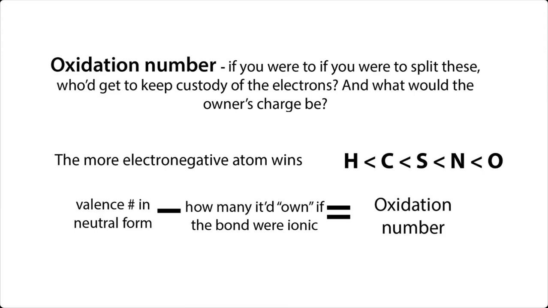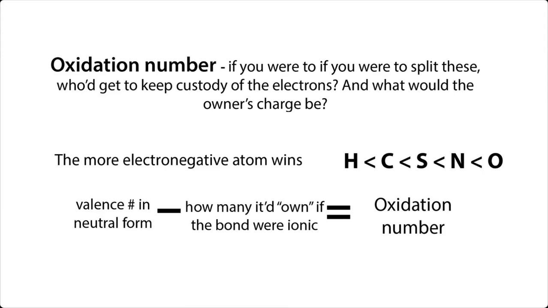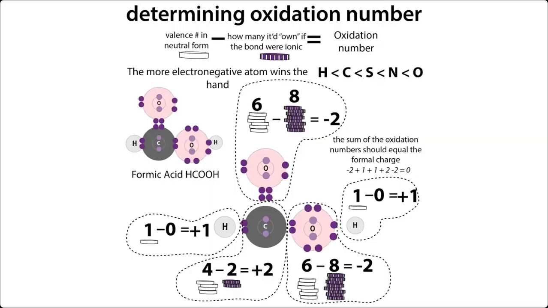In order to figure this out, you need to take into account how many electrons the atom has in its neutral form, so how many valence electrons it has in its neutral form, and then subtract how many it would own if the bond were ionic, and that'll give you the oxidation number. And to figure out how many it would own, you need to take into account which of the atoms is going to be more electronegative and thus win the electrons. And so you have where the oxygen is the most, then nitrogen, sulfur, carbon, and hydrogen.